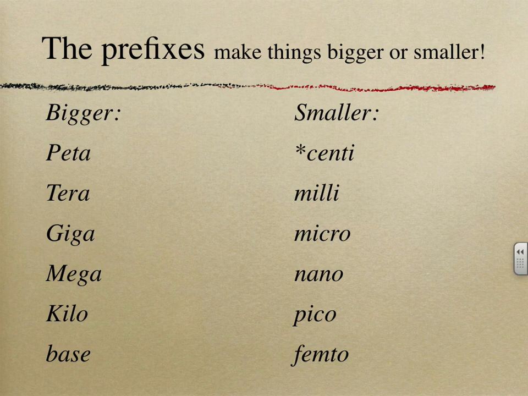Now, what would be a logical letter to use to make it bigger for peta? P. What kind of P? A big P, because I'm trying to make it bigger.